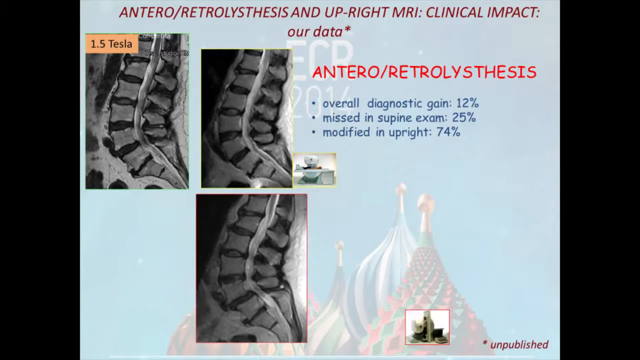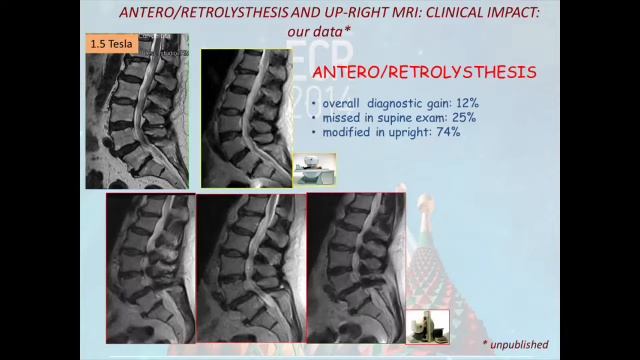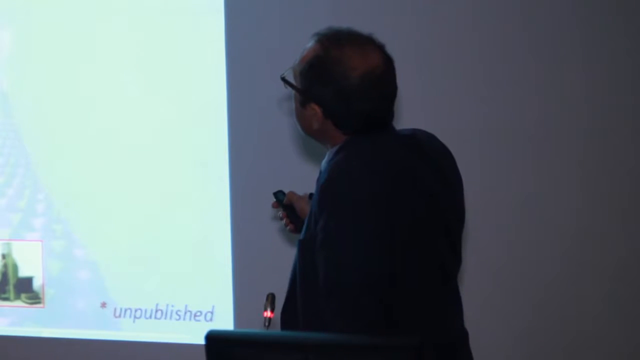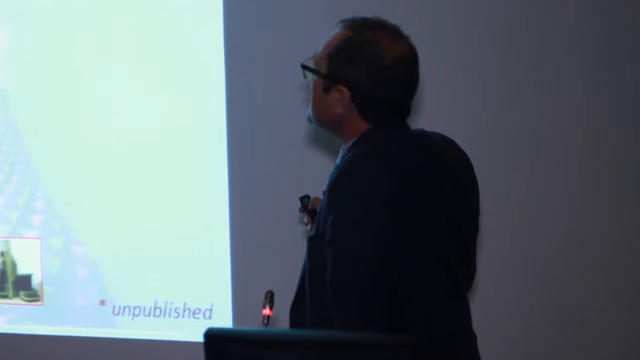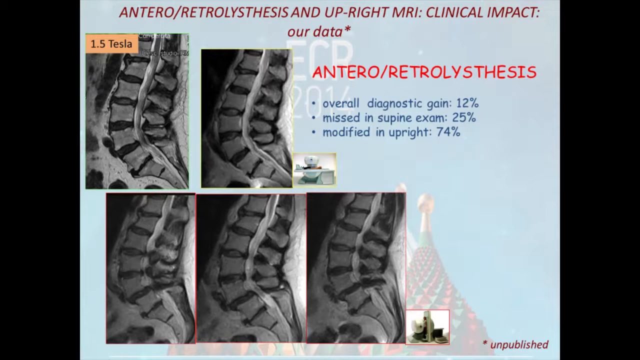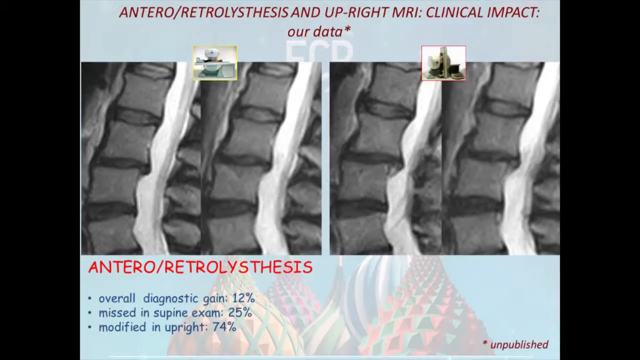If we go to the upright position in this particular case, you can realize that the anterior splitting becomes absolutely evident with the bilateral stenosis given by both the disc protrusion and the thickening of the flava ligament. In our experience, we had an overall diagnostic gain in 12% of the cases, modification in upright in 74%, and missed in supine in 25% of the cases.